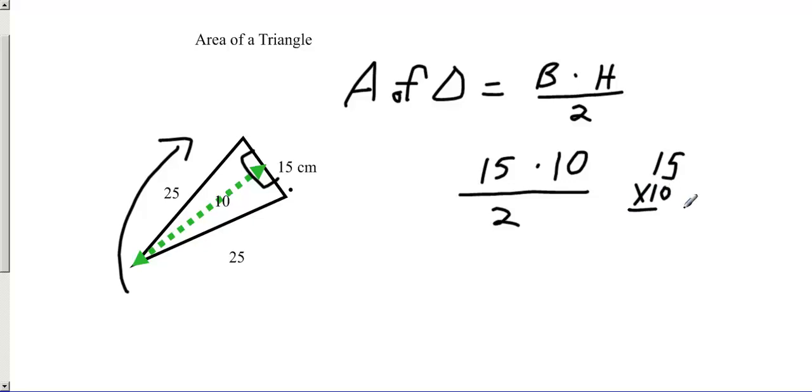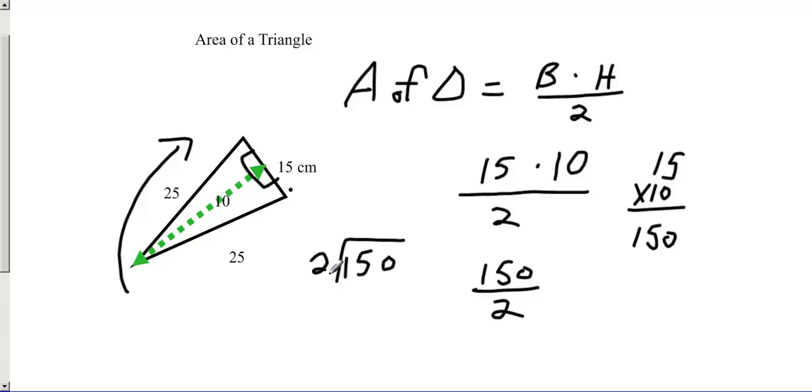Do you remember the rule for multiplying by 10? Yep, that's right. You add a 0. So this is 150 divided by 2. So that means that we have to cut 150 in half. I like to think of problems like this usually like money. So if I had $1.50, how could I cut it in half? Think about it. 2 goes into 15 7 times. 15 minus 14 is 1. Bring down my 0. 2 goes into 10 5 times. And 5 times 2 is 10. So my answer is 75 centimeters squared.